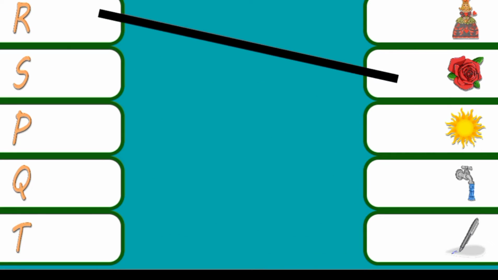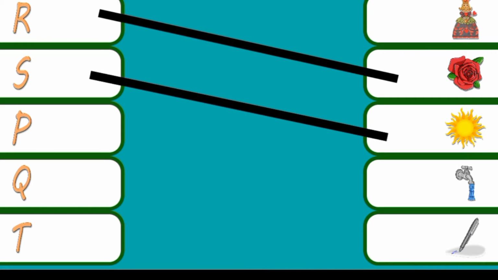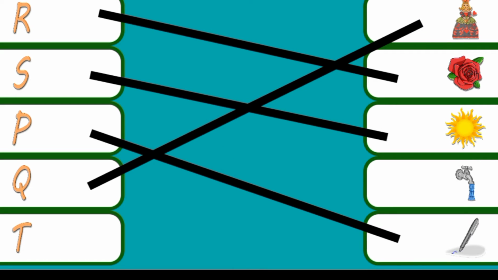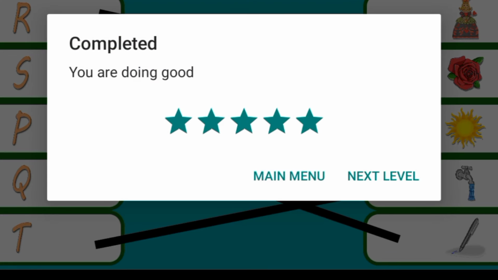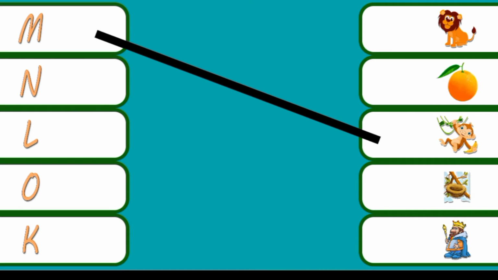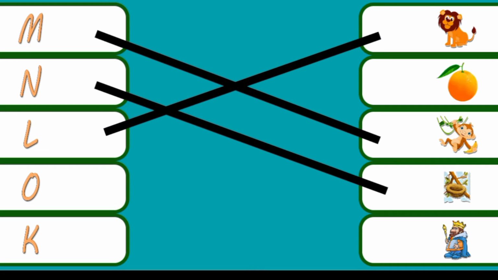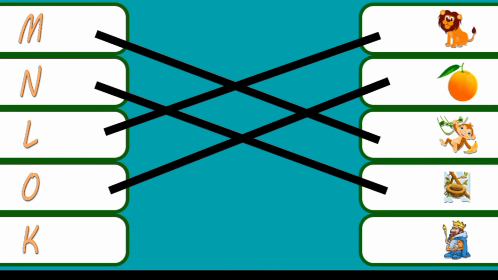V is for van. R is for rose. S is for sun. P is for pen. Q is for queen. T is for tab. M is for monkey. N is for nest. L is for lion. O is for orange.